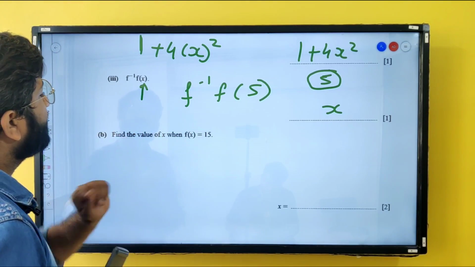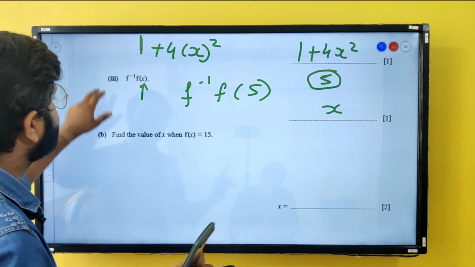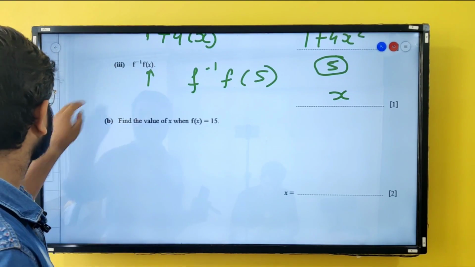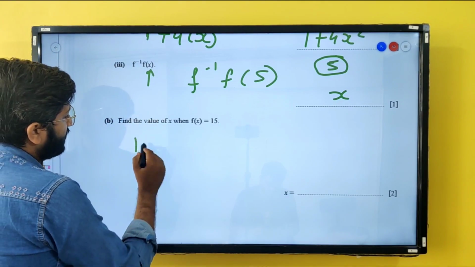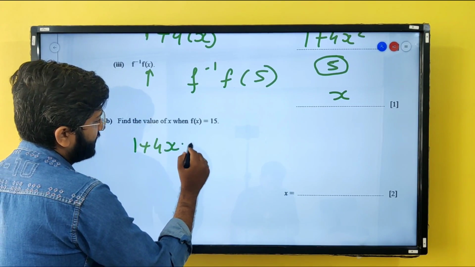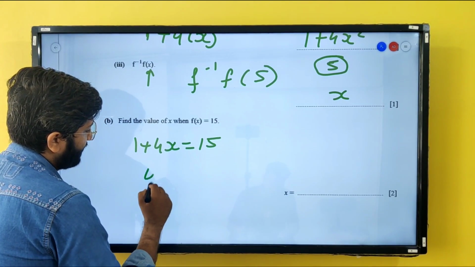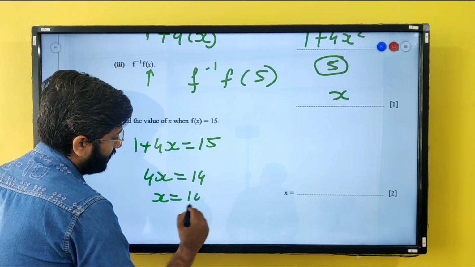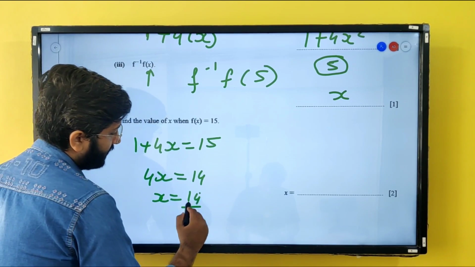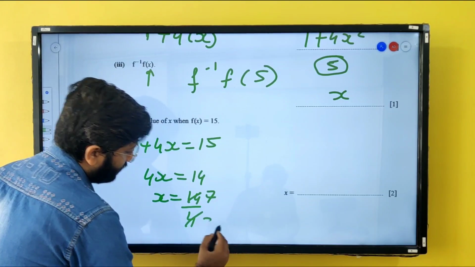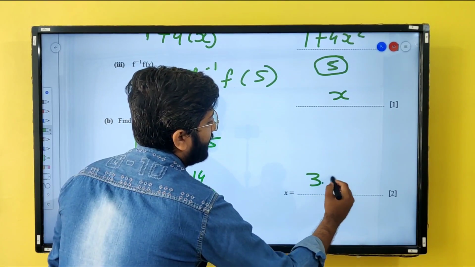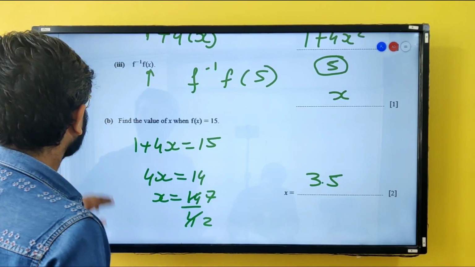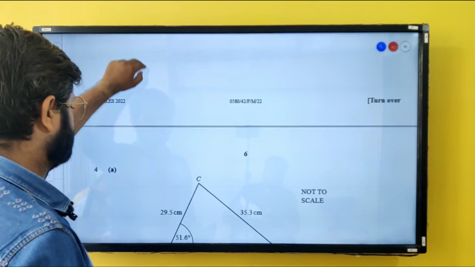Next, find the value of x when f of x is 15. What is my f of x? 1 plus 4x. So I have 1 plus 4x equals 15. So I have 4x equals 14, x equals 14 by 4, which is 3.5. My x is 3.5. Next question.